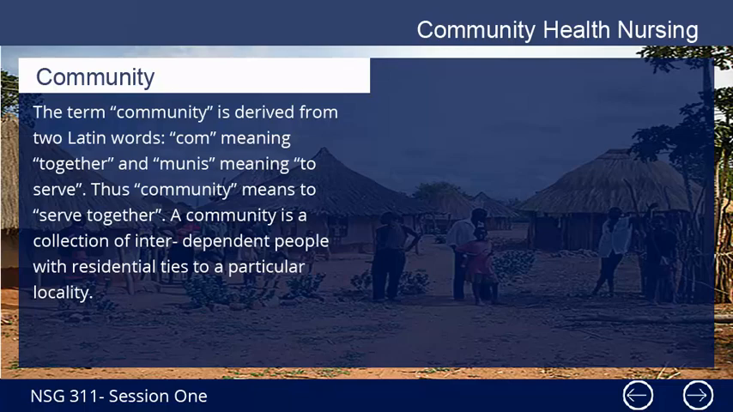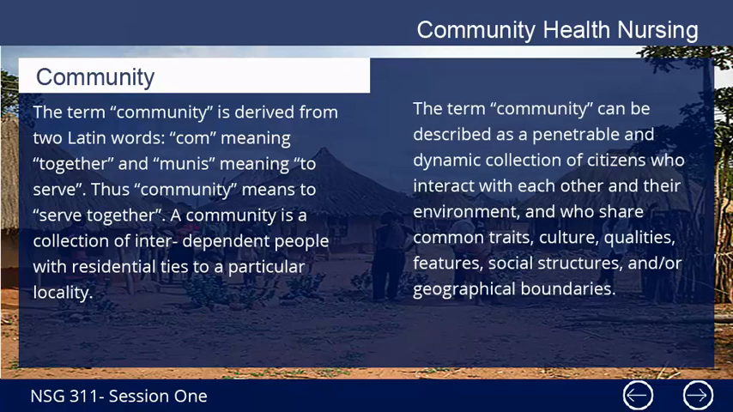The term community is derived from two Latin words, com, meaning together, and munis, meaning to serve. Thus, community means to serve together. A community is a collection of interdependent people with residential ties to a particular locality.